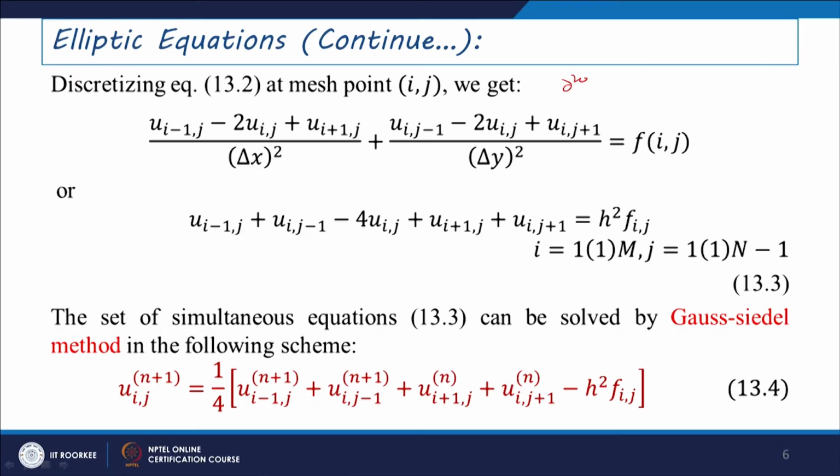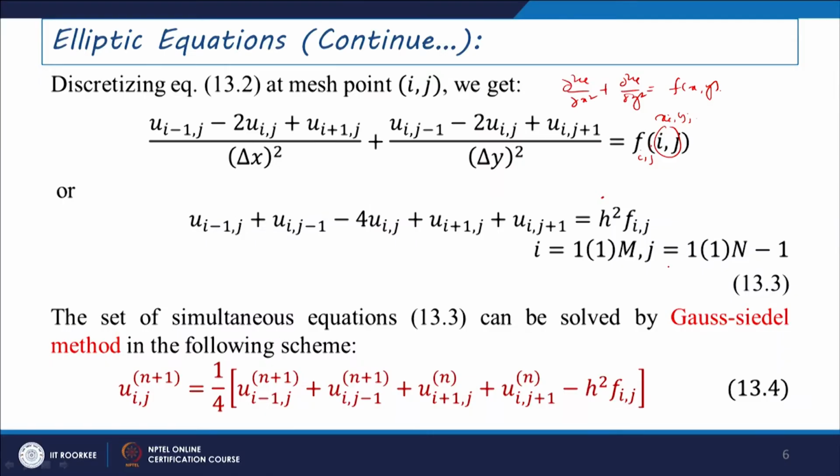Now for the discretization of this Poisson equation, we write del square u by del x square plus del square u by del y square equals f of xy. We can signify this point as xi and yj, and we denote the neighbouring values in the form of u of xi minus 1, yj. That is why we write this as fij at this point.